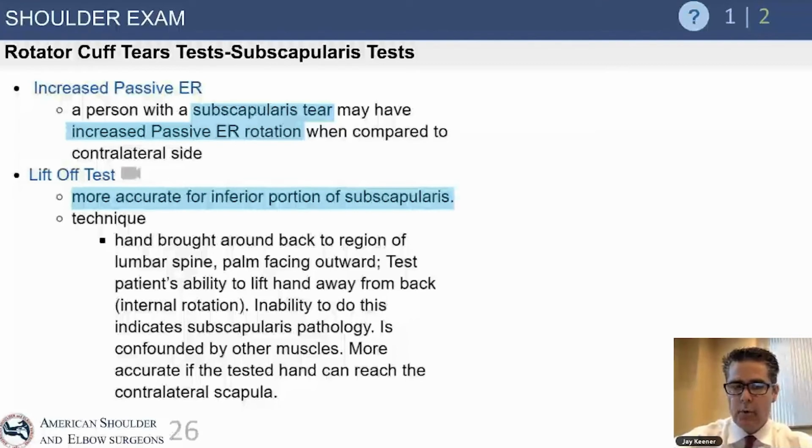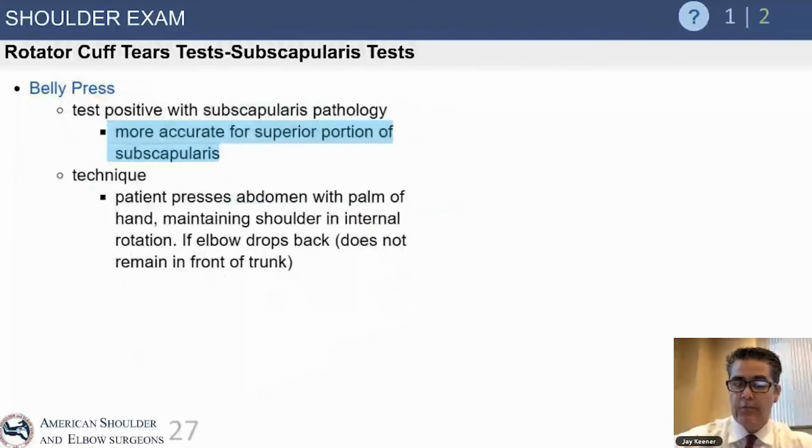Liftoff test is classically performed by having the patient try to reach behind their back into their sacrum. It's similar to the last test I described, but they're starting with their hand actually against the sacrum, and they try to push their hand off of the sacrum and hold that against resistance. That's felt to be a more accurate test for the inferior aspect of the subscapularis.